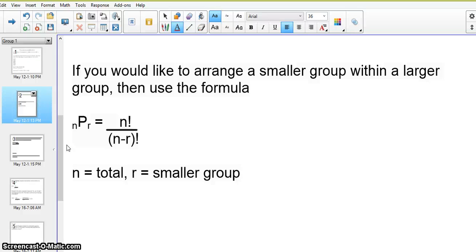Okay, here is the formula for permutations, in which, so this is if you have a group, but you don't necessarily want to reorder the whole group. You just want to take a smaller group from the larger group. So the notation is written here. N is the total number in the group. P represents the permutation or orders. R is the smaller group you're choosing. And here's the formula that we'll use.